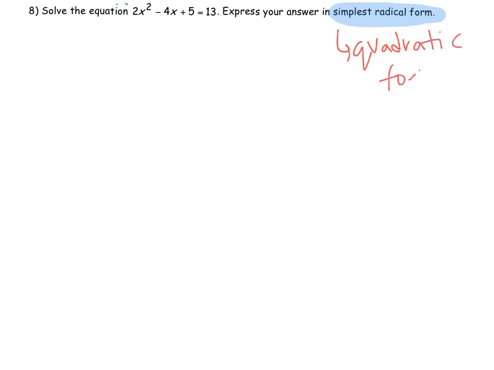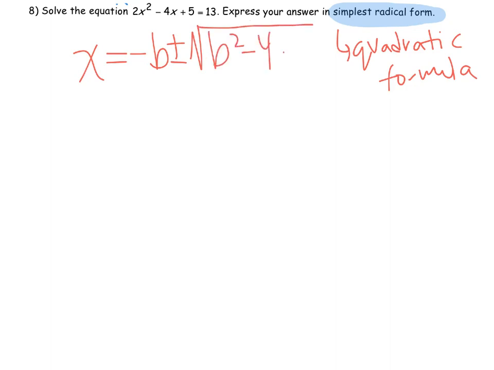Quadratic formula. If you see simplest radical form, do not try to factor. Okay? So let's write out the quadratic formula. We have x equals negative b plus or minus the square root of b squared minus 4ac all over 2a. All right, so before we can even solve this quadratic, what do I have to get it set equal to?